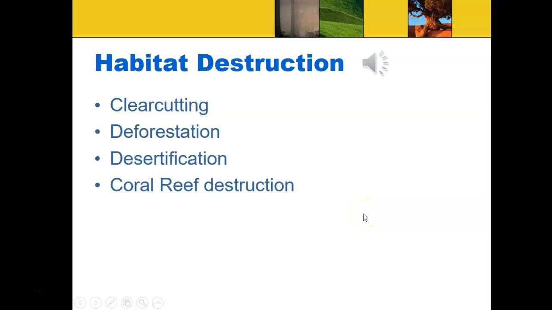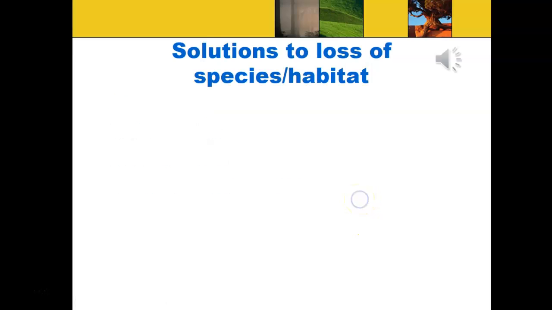Habitat destruction, which includes clear cutting, deforestation, desertification, and coral reef destruction. Again, if you destroy the homes of living things and they don't get the things they need to survive, they won't survive, they'll die, and that will lead to animals or organisms becoming extinct.